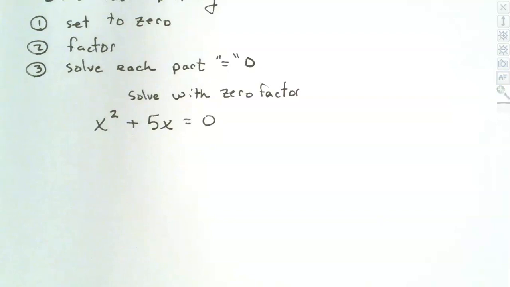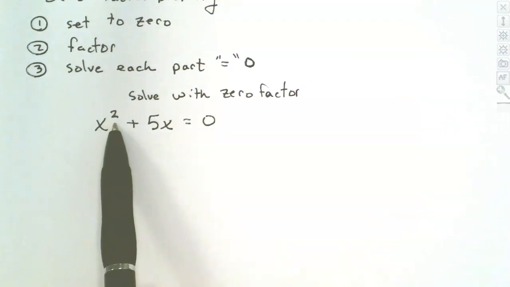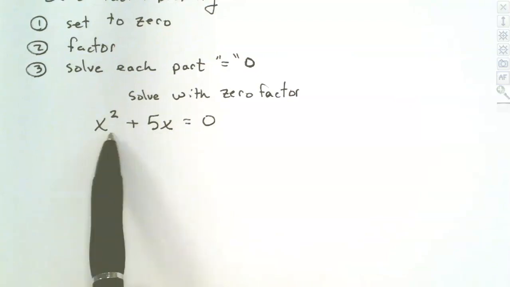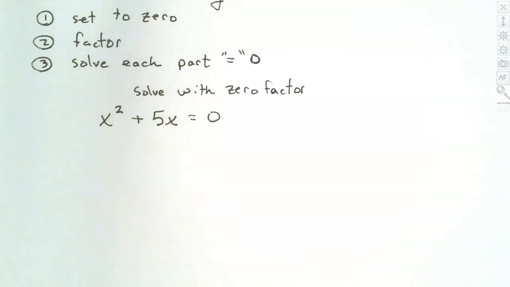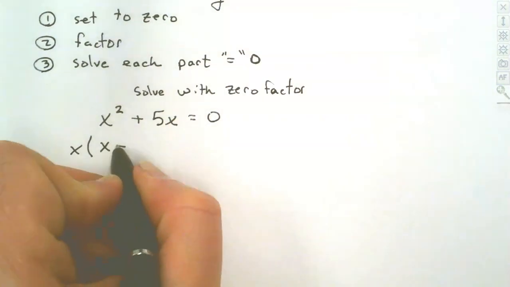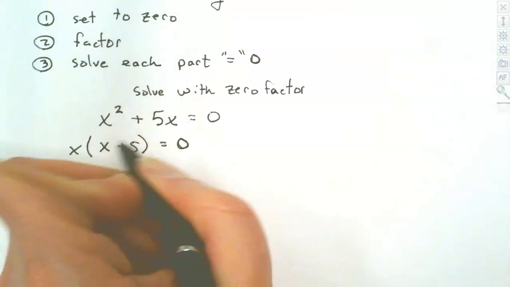What about step 2? Well, this is nonlinear. Remember the difference between linear and nonlinear. This is nonlinear because of the square. It's been set to 0, and we need to factor. Well, what can I factor out of the left-hand side? What do they have in common? They have an x in common, right? So we're going to go ahead now and factor out our x. And what does that leave us with? X plus 5 equaling now 0.